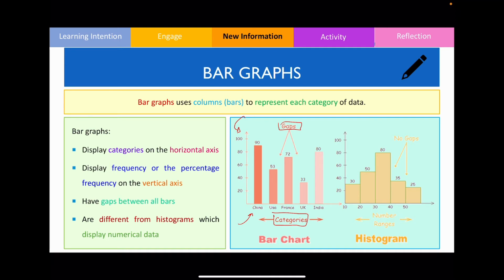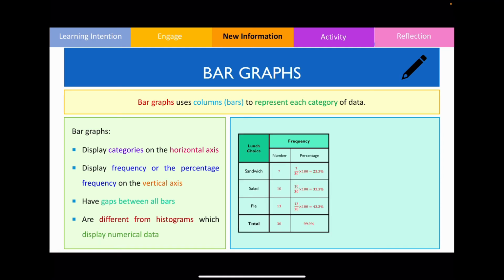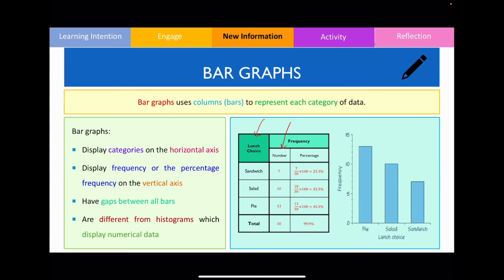In order for us to construct our bar graph, it's important for us to organize the information in a frequency table first. So using the same example from earlier on, what I'll do is I'll display this information here in the x-axis and this information over here in the y-axis. So therefore your answer is going to look like this.